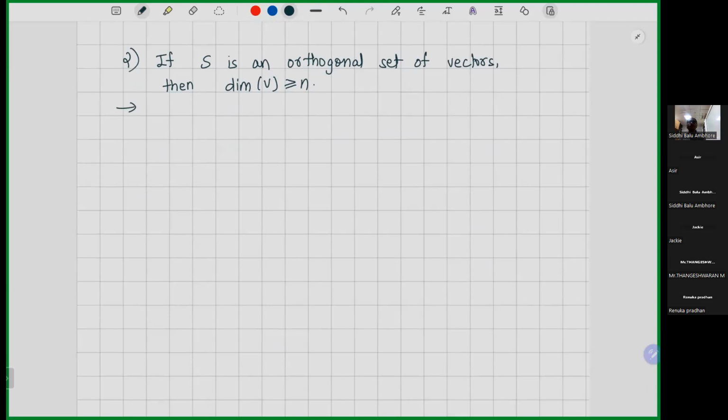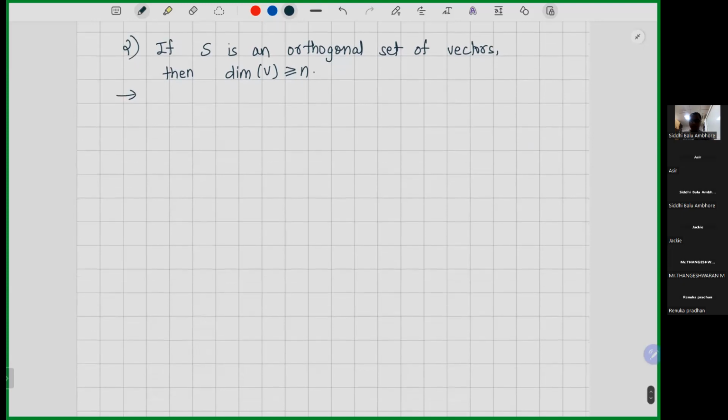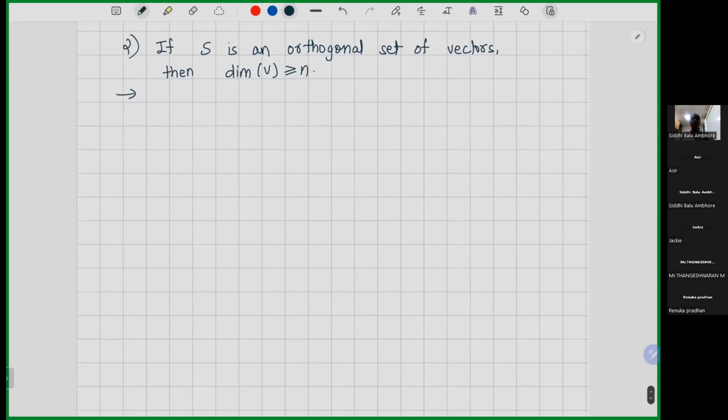That if S is an orthogonal set, so S, as we are already given, is {v1, ..., vn}, so S has cardinality n. So what they're saying is that if we have an orthogonal set of cardinality n, then the dimension of the vector space V is greater than or equal to n. If S forms the basis, then it would be n. But if S does not form the basis, then we need to check whether there's any basis with more elements.